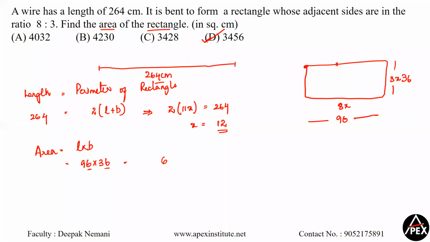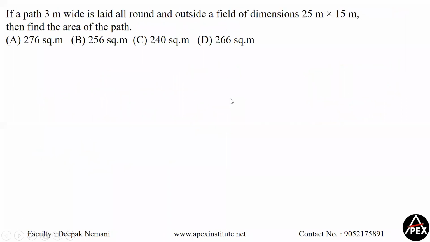Clear? Any doubts, guys? Quick responses, please. No. Okay. So to answer this question, you need to understand that the length of the wire is equal to the perimeter of the rectangle. Yeah, option D.